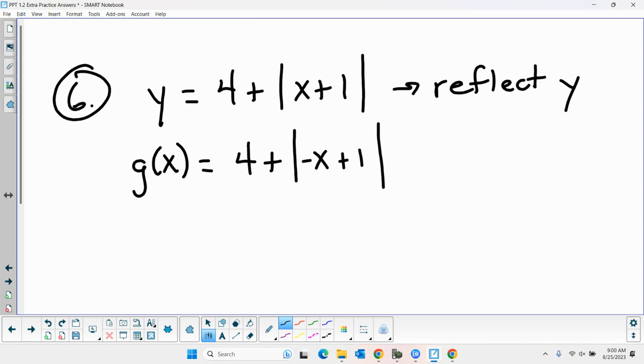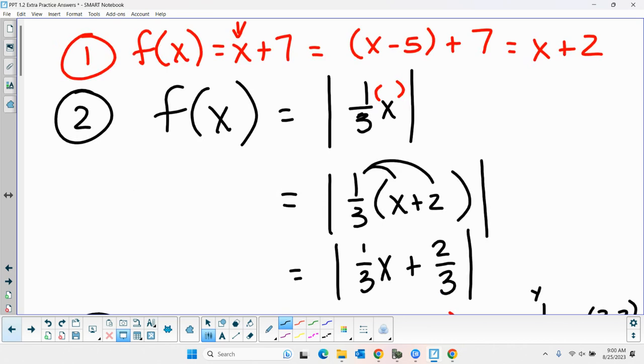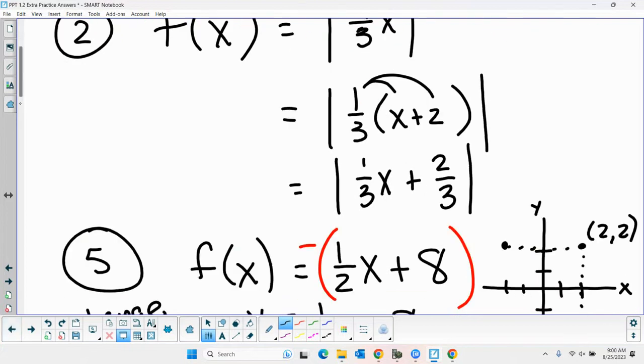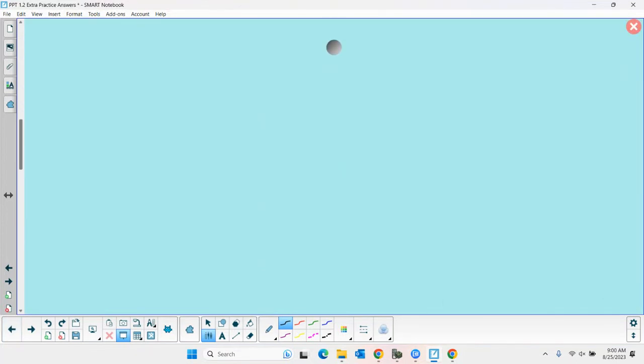Okay, for number 7, a vertical shrink by 1/5. We just multiply the whole thing by 1/5. So what is 1/5 times -5? -1. Thank you. That's -5/5. So -1x, or just -x, would have been the answer to number 7, but I don't have that one on there.